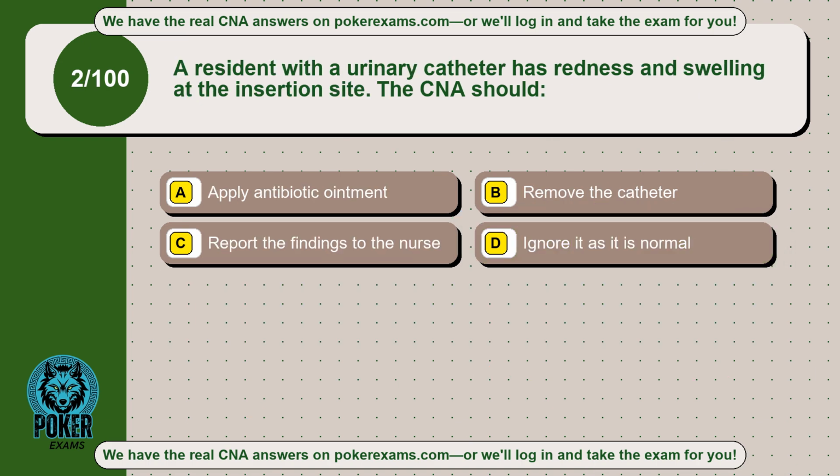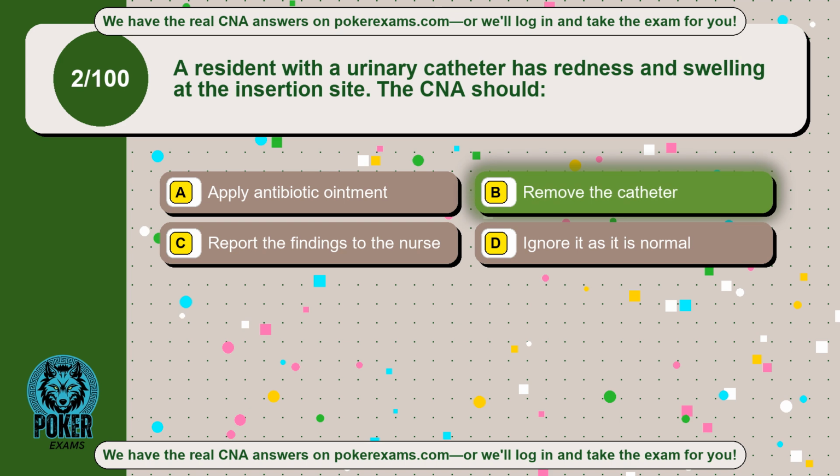Question 2. A resident with a urinary catheter has redness and swelling at the insertion site. The CNA should: Option A, apply antibiotic ointment. Option B, remove the catheter. Option C, report the findings to the nurse. Option D, ignore it as it is normal. The correct answer is option B, remove the catheter.